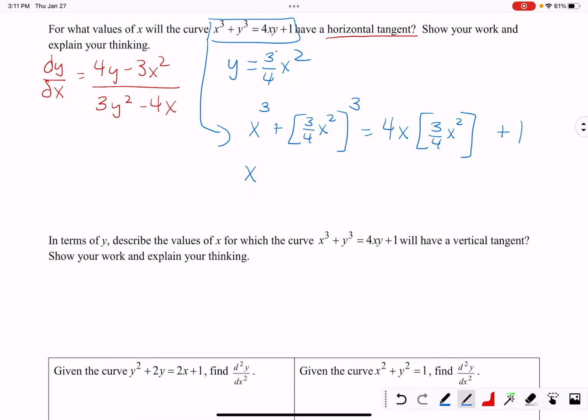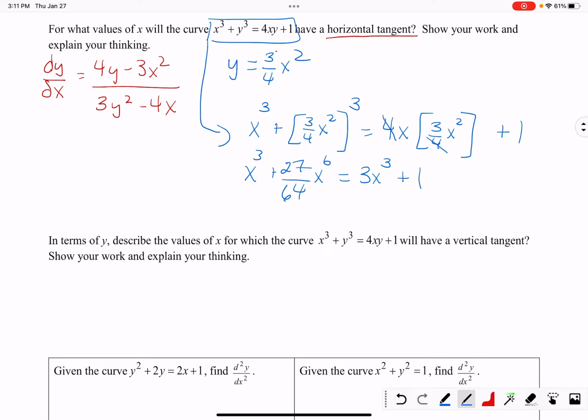So what do we have? X cubed. Let's deal with this nonsense here. What is that going to be? 3 cubed is 27. 4 cubed is 64. X squared cubed is x to the 6th equals, well, these 4s would cancel, I believe. And then we're going to end up with what? 3x cubed plus 1?